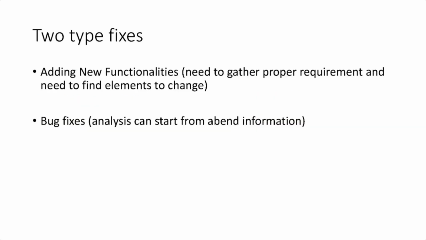Generally, we have two types of fixes in real time. For adding new functionality, we need to gather the proper requirement and find the elements to change. This we should completely depend upon the team. For bug fixes, we need to start the analysis as I explained above. We will get the abend information from the incidents, to know which program is failing. So we should take up the job which is triggering that program and keep the displays in the program. Then we should repeat it in the lower environment.